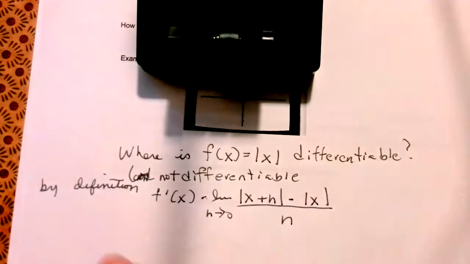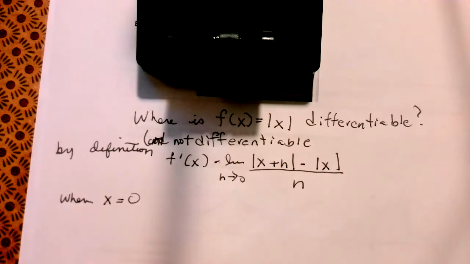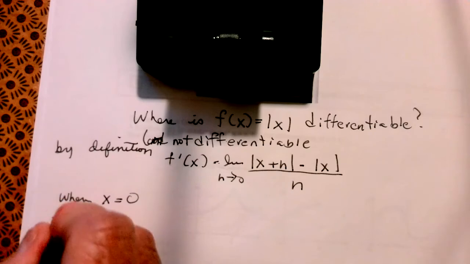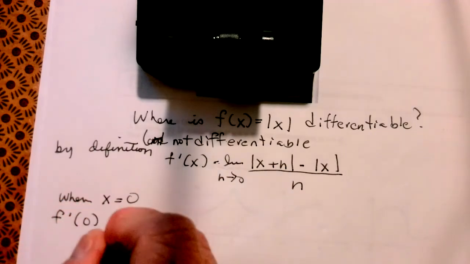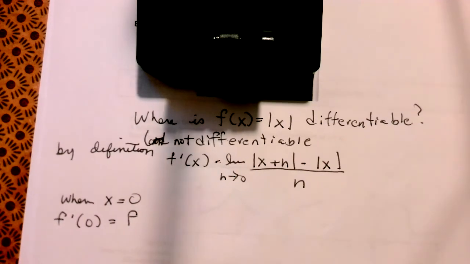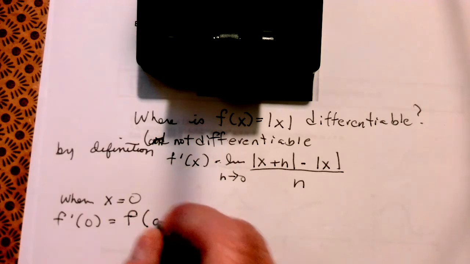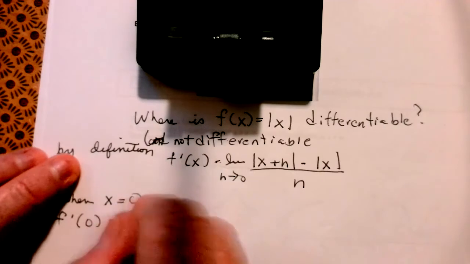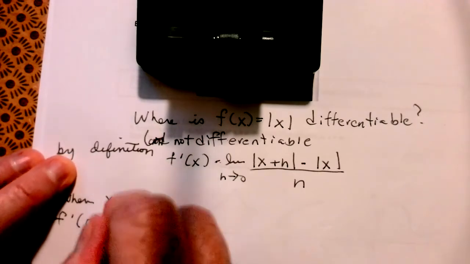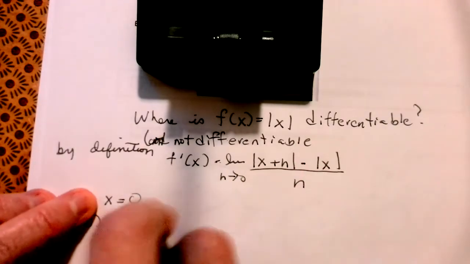Okay, now let's look at some cases of this. When x equals 0, then f prime of 0 equals, or I need the limit here. Shame on me.